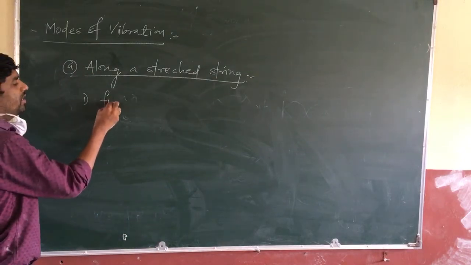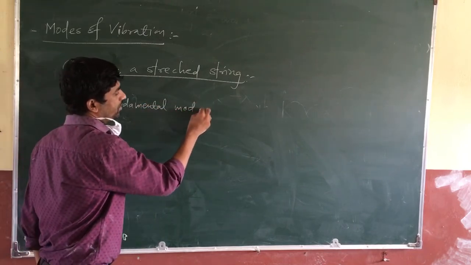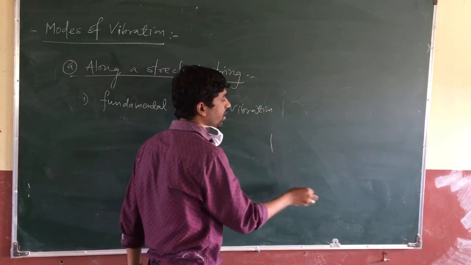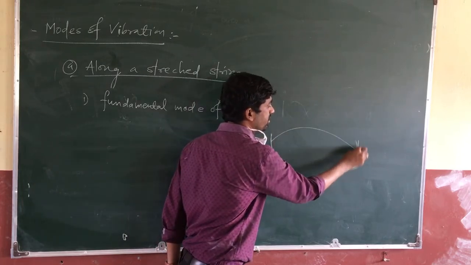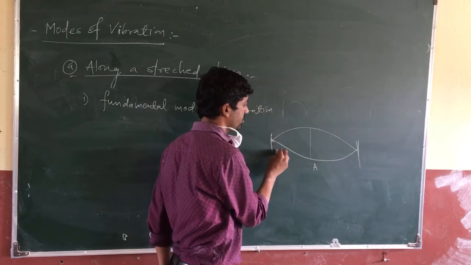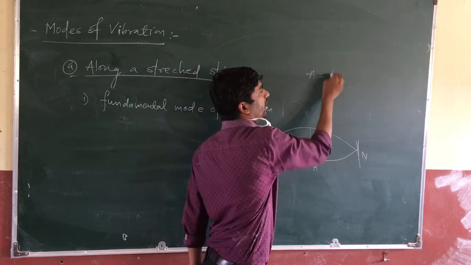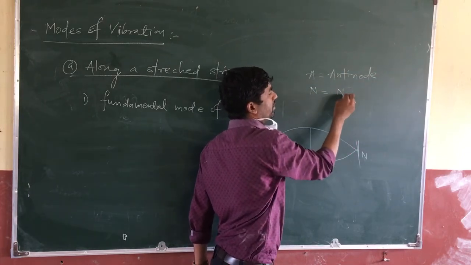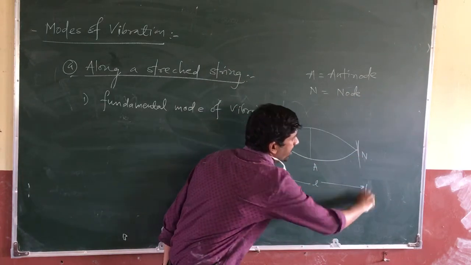So what is the fundamental mode of vibration? Along the bounded ends there is a formation of a node, and between these two bounded ends there is a formation of an antinode. So this is the antinode, this is a node, N for node, and there is a node. A for your antinode and N for your node, and this distance is known as your length of the string.